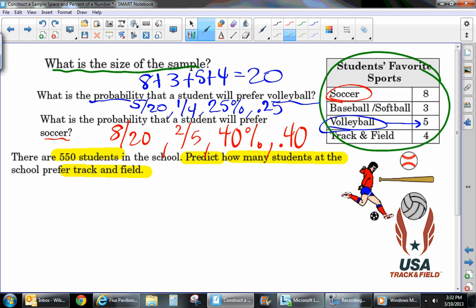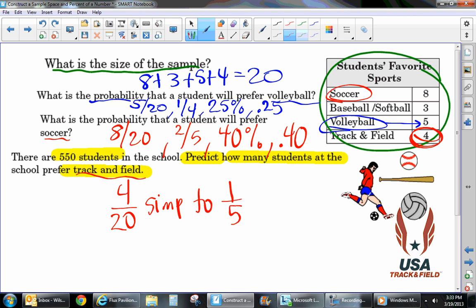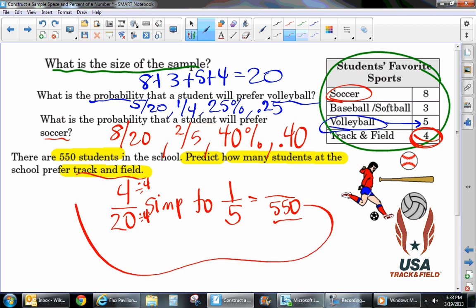We know that at track and field, 4 students like track and field out of the 20. That is 4 out of 20. Simplifies to 1/5 by dividing both of those by 4. And we're going to set this equal to another ratio out of 550. And the reason why 550 goes on bottom is because that's the total number of students that we were going to survey. So then it's how many students will say they like track and field. That's unknown. We don't know. That's a variable x. We're going to solve this by cross multiplying.